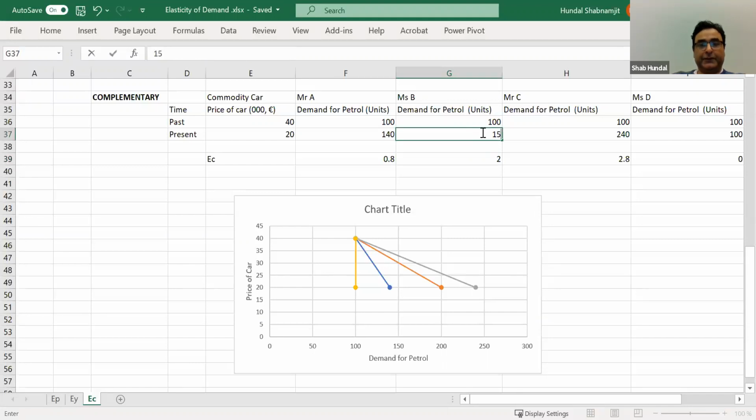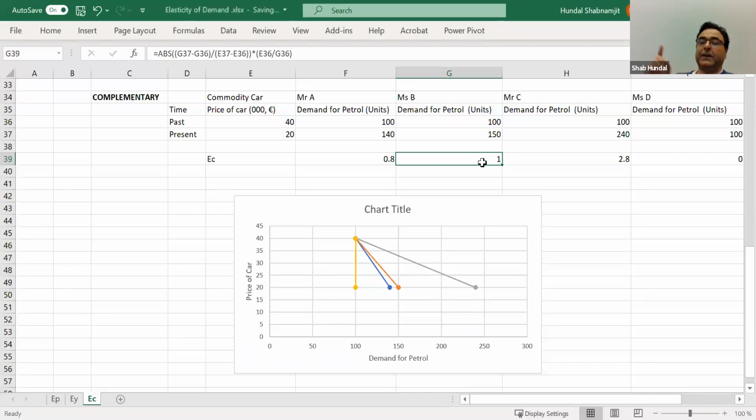If I make it 150, will it work? Yeah, so 150, yeah. So this is because I wanted to have 1 also. So on purpose, I have this data that for one person, I have elasticity of demand equal to 1. For the other, it's less than 1. For the other, it's more than 1. And there is always somebody which is 0.